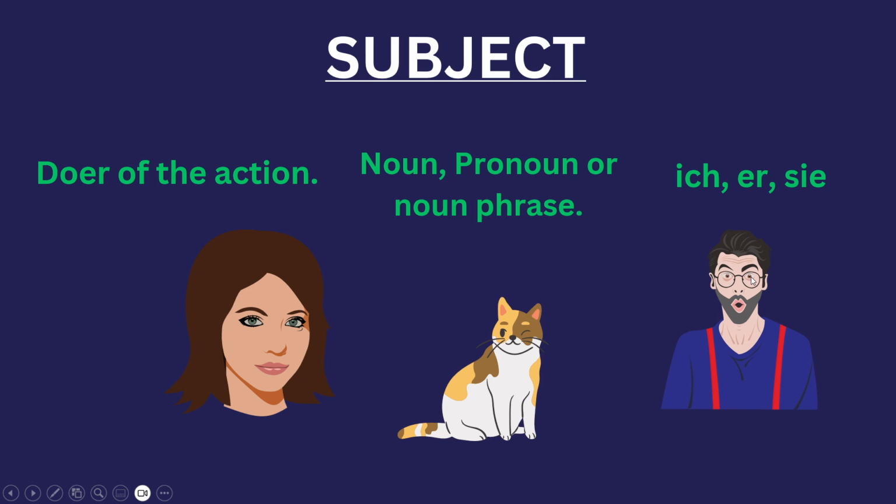So first we have the subject. Now what is a subject? Subject is the person or thing that performs the action in a sentence. It is like who or what of the sentence. So basically it is the doer of the action, and it could be a noun, pronoun, or a noun phrase in a sentence. Let's see some examples.